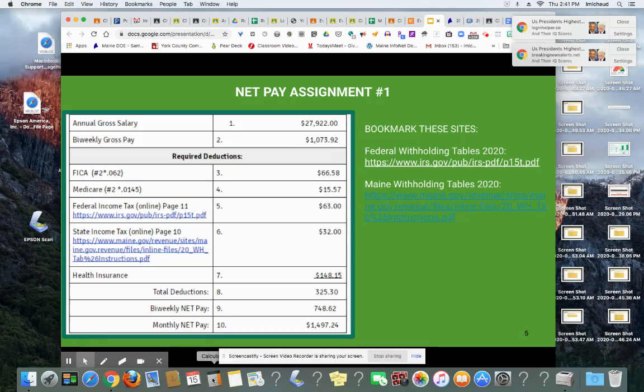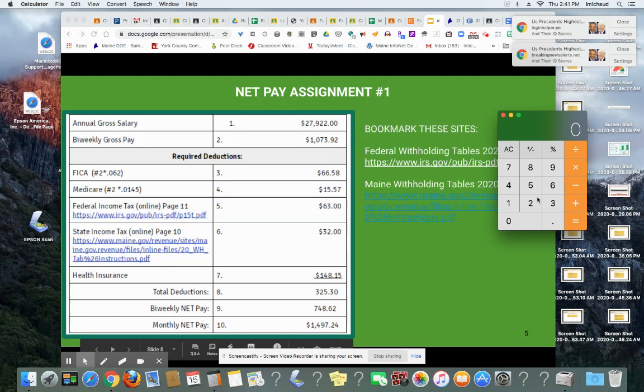Now, your biweekly net pay is your gross pay minus your deductions. So when I get the calculator out here, I'm going to clear it. Your gross pay is $1073.92. We're going to subtract our deductions of $325.30. So our net pay biweekly is $748.62. So every other week you get that.